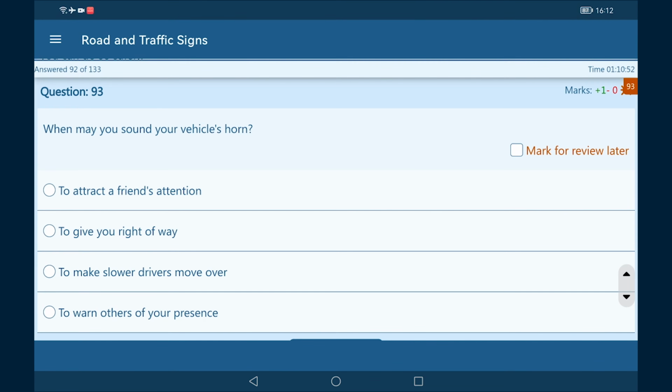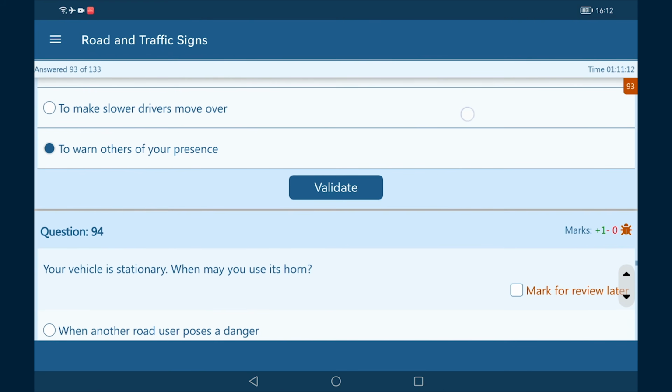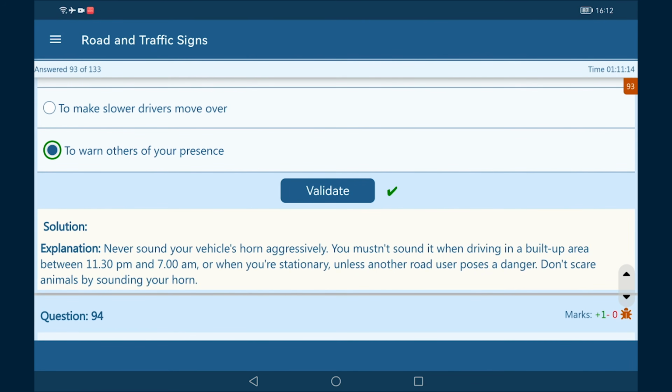Option 1. To attract a friend's attention. Option 2. To give you right-of-way. Option 3. To make slower drivers move over. Option 4. To warn others of your presence. The correct answer is Option 4. That is, to warn others of your presence.